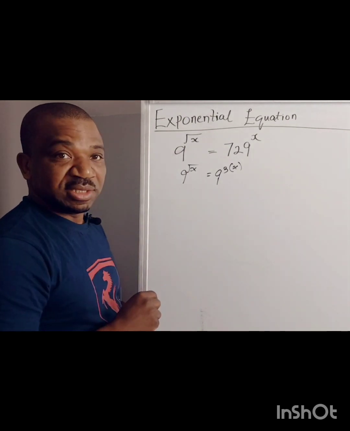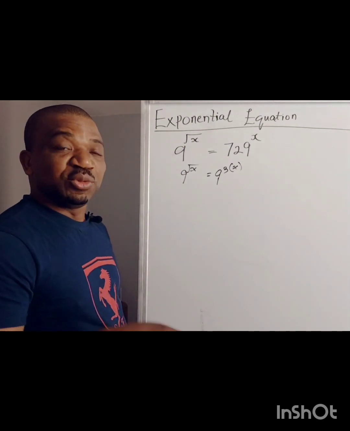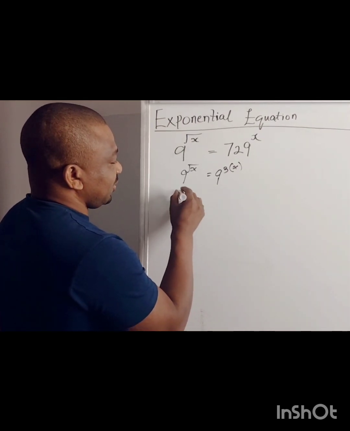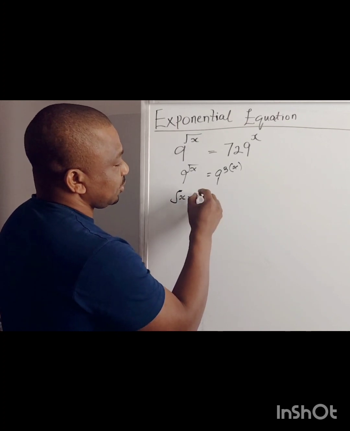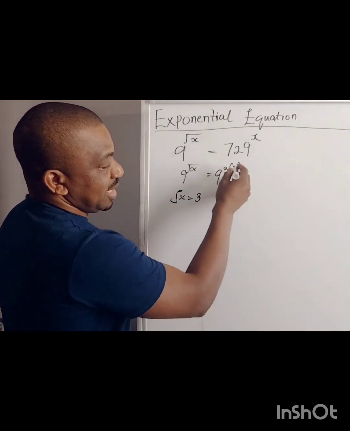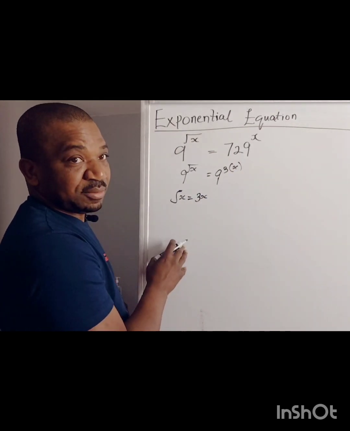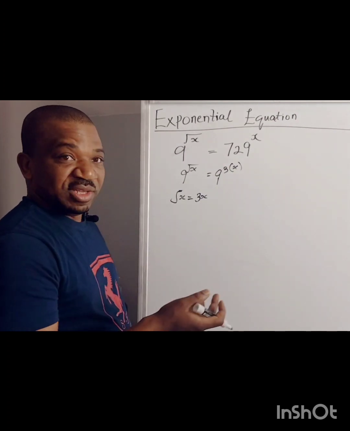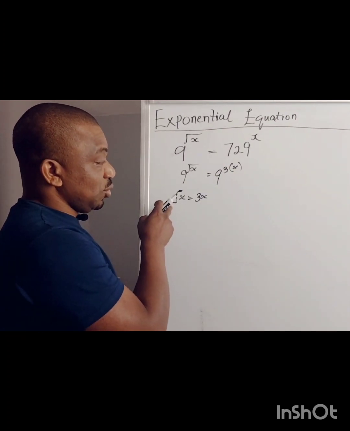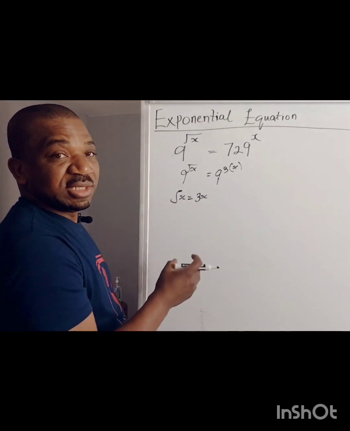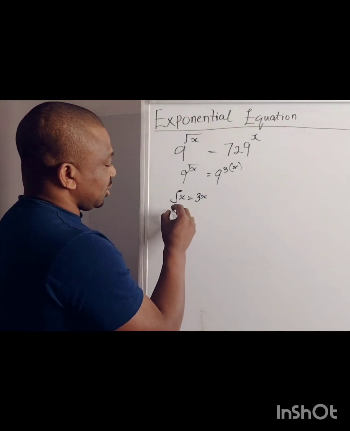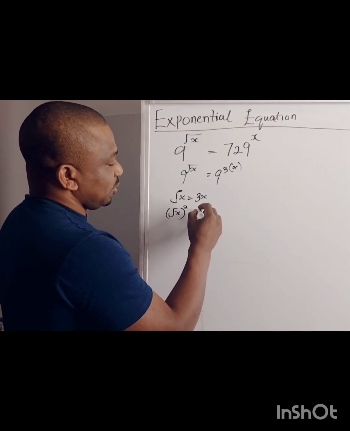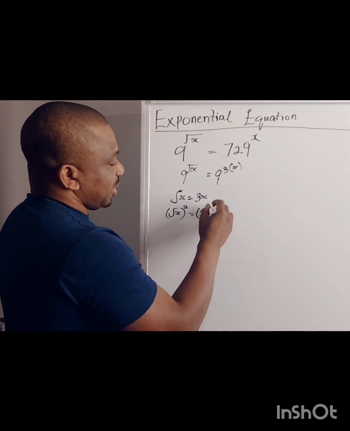So since the bases are the same, we can go ahead and equate the powers to solve the power problem. So square root of x is equals to 3 times x, which is 3x. On the left hand side, we have a square root. On the right hand side, we have 3x. And to do away with the square root here, we square both sides. So we say square root of x all squared is equals to 3x all squared.